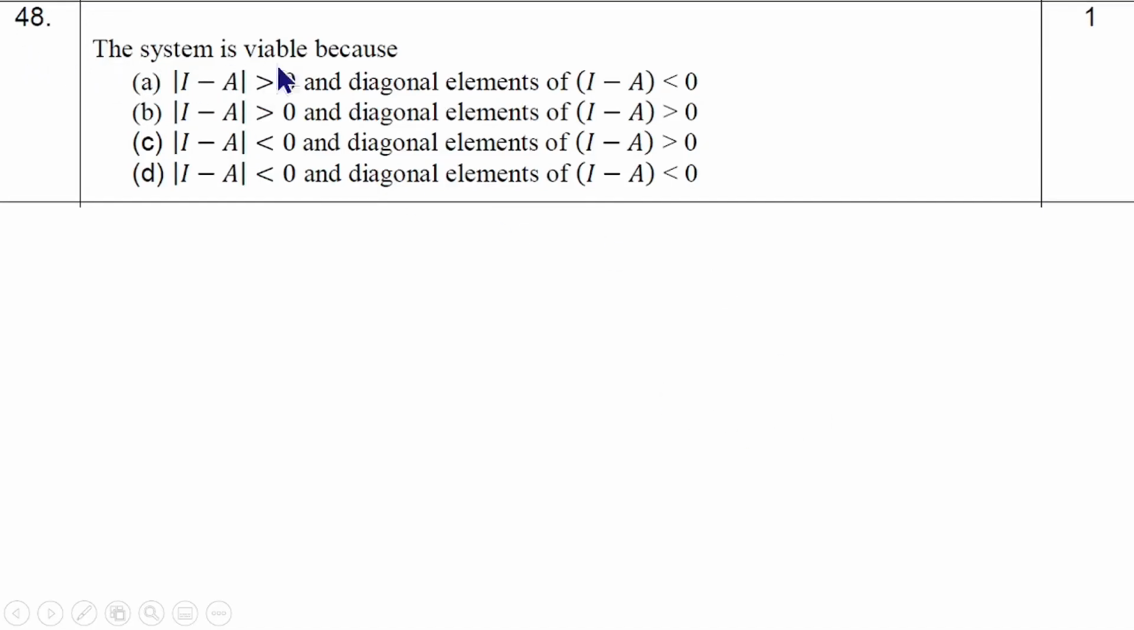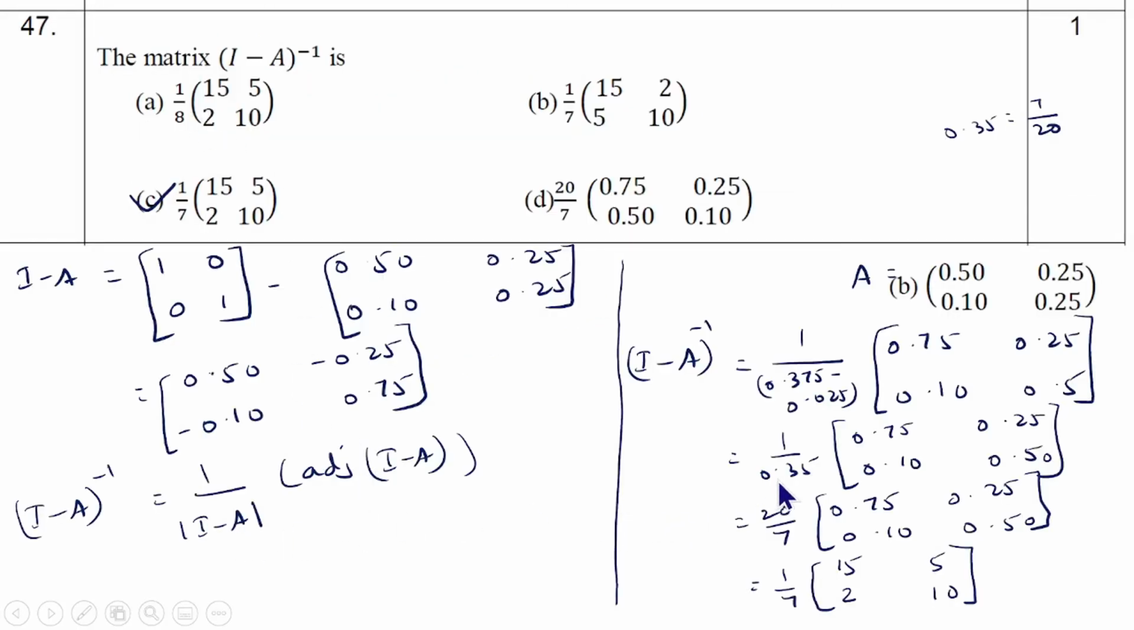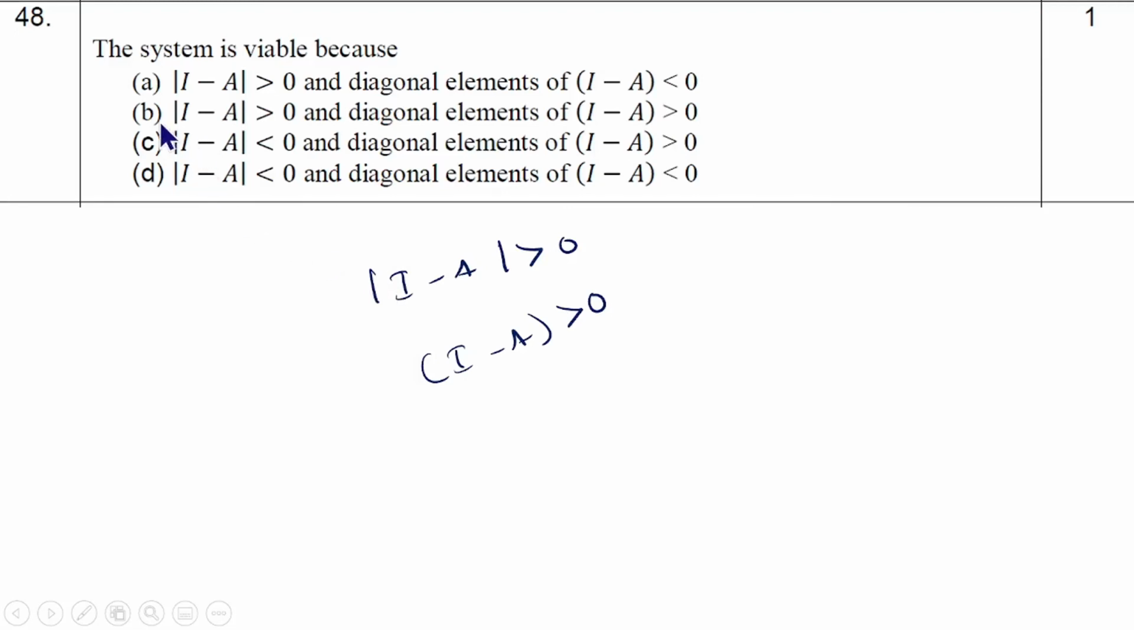The next question: the system is viable because. So we have to see whether Hawkins-Simon conditions are satisfied. The system will be viable when the determinant of I minus A is greater than 0 and the diagonal elements of I minus A are greater than 0. So here we can see that the determinant of I minus A is 0.35, which is greater than 0, and the diagonal elements of I minus A are also greater than 0. So it is viable because of this, option B.